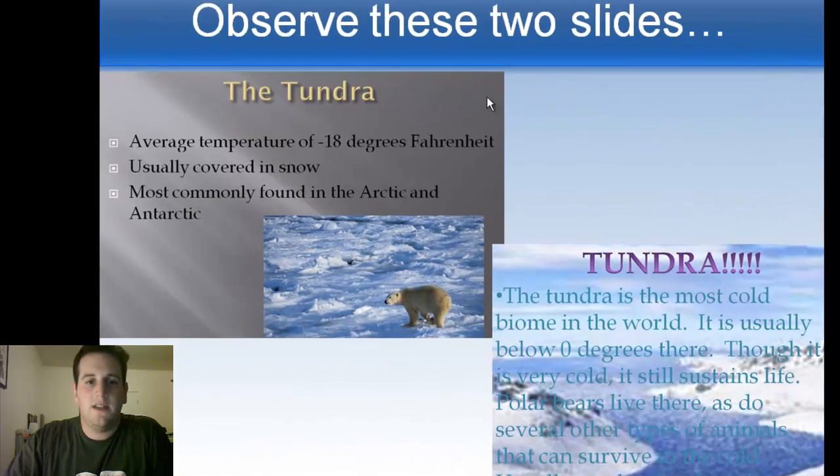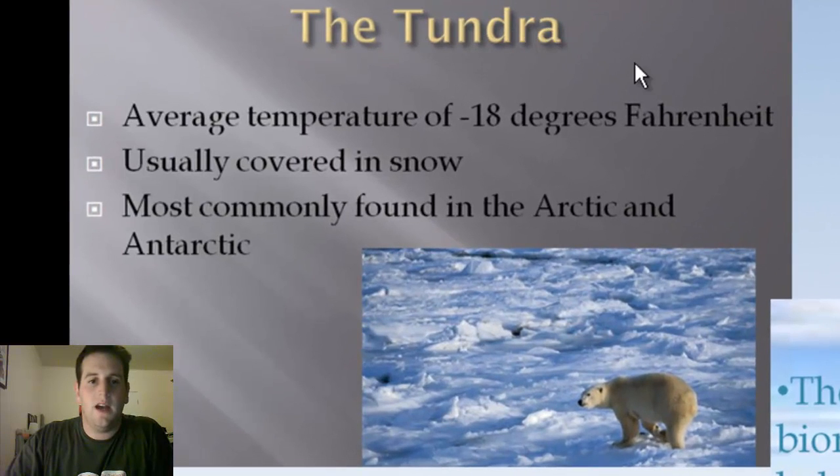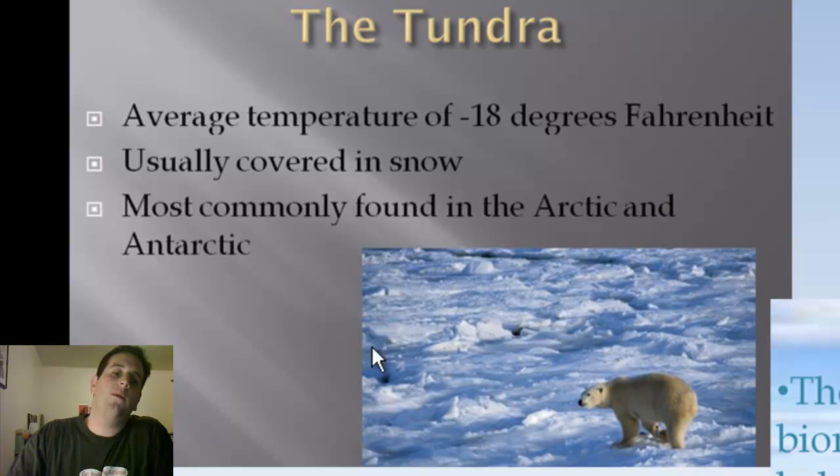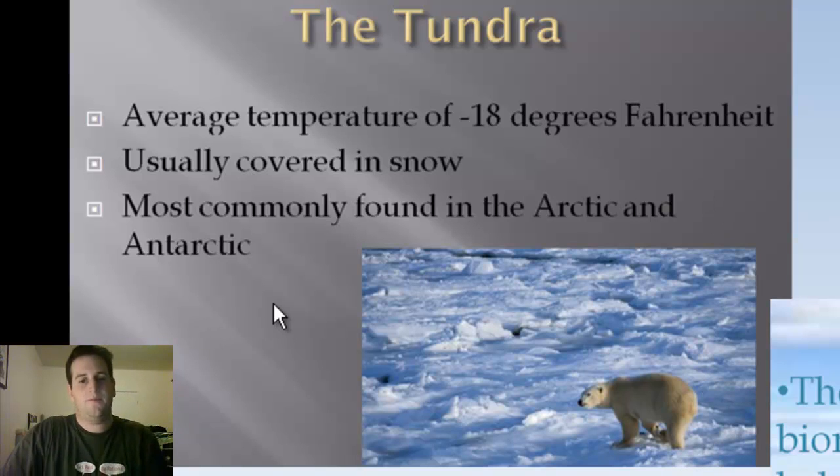Okay, and let's look at this one. It says the tundra as a big title on the top, and then it says average temperature of the tundra is negative 18 degrees Fahrenheit. It says usually covered in snow. It says most commonly found in the Arctic and Antarctic, and it has one picture of a polar bear in a sort of snowy environment that looks kind of like a tundra. Okay, so that's one example slide.